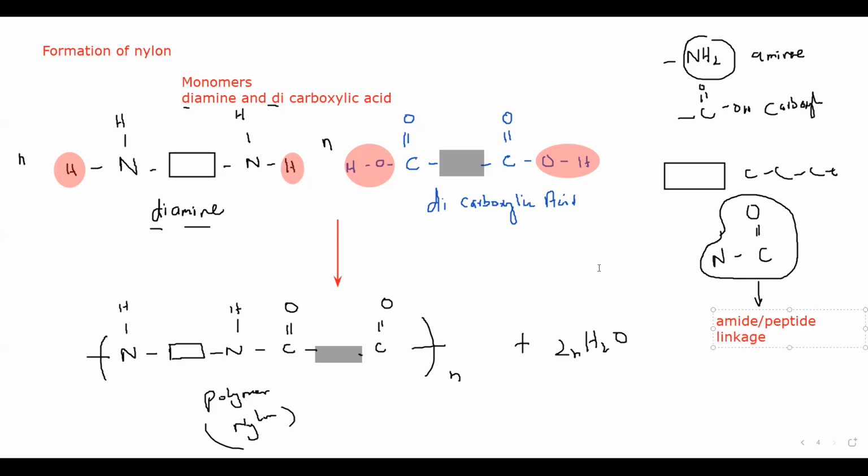So amide linkage or peptide linkage, this bond has a name. In nylon, we have an amide or peptide linkage, and this is a polymer. Like we use nylon threads and nylon ropes. So actually, what is this nylon? This nylon thread or nylon rope is actually a polymer.